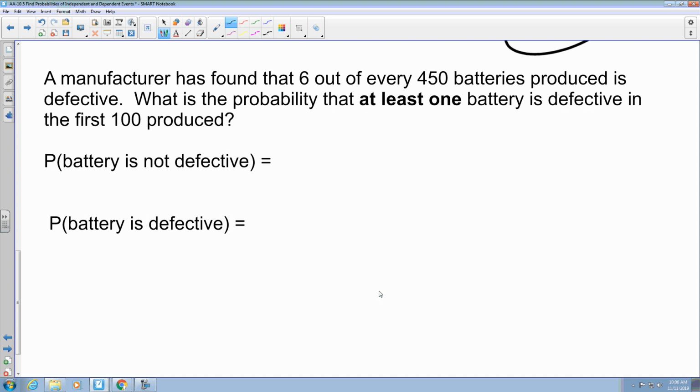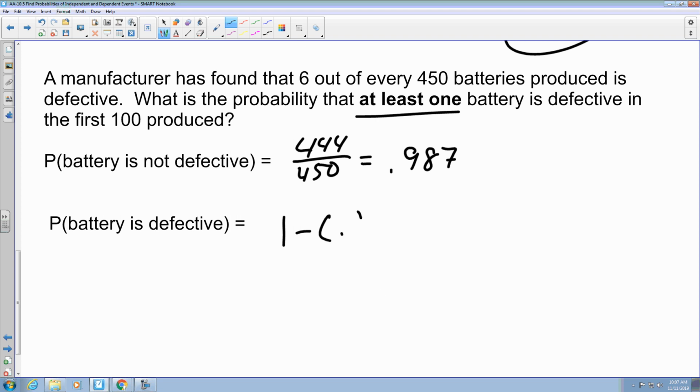It says a manufacturer has found that 6 out of every 450 batteries produced is defective. What is the probability that at least one battery is defective in the first 100 produced? So the question that you first have to ask is, what is the probability that it's not defective? In this case, you would have 444 out of 450, which if you wrote that as a decimal would be 0.987. So to get at least one battery defective in the first 100, it's going to be 1 minus the probability that it's not defective.